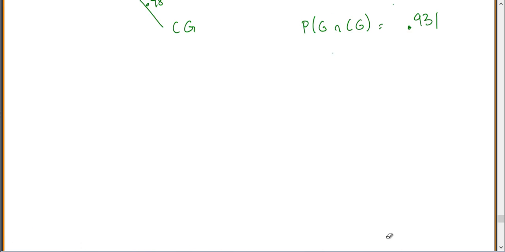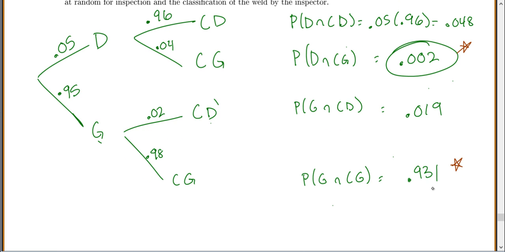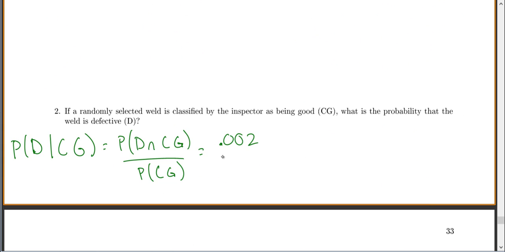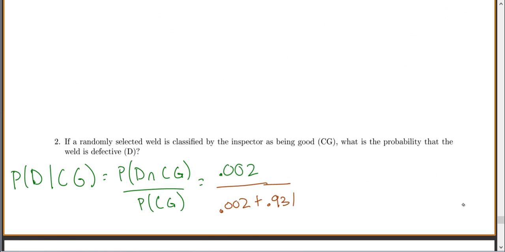You want the probability of it being CG. Come back up here and just select everything that has a CG in it. This one has a CG. This one has a CG. Those are the only things that have CGs. So if you want the probability of the CG, you put in everything that had a CG on it. So the 0.002 and the 0.931. That's our law of total probability there. It says if you want to find the probability of CG, you add up every single intersection that has a CG in it. And so our final answer is 0.00214.